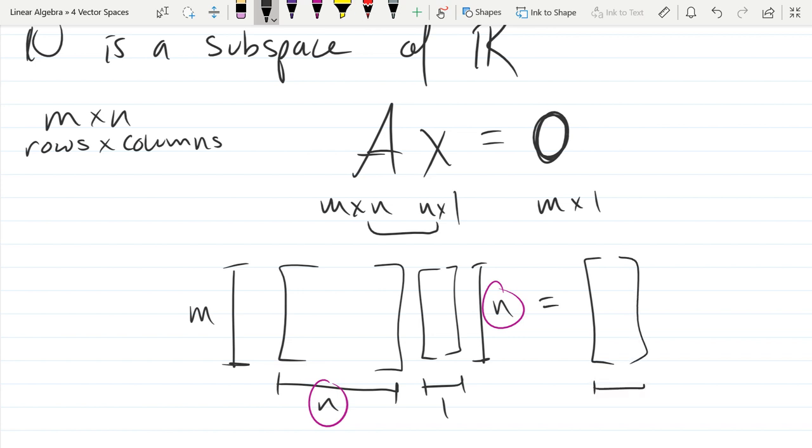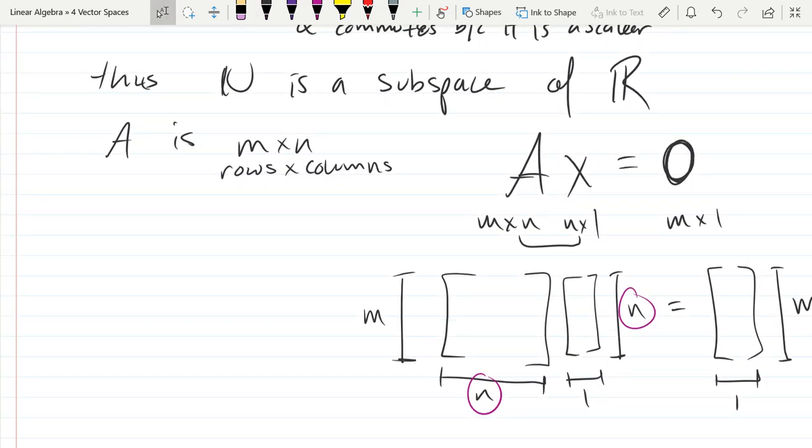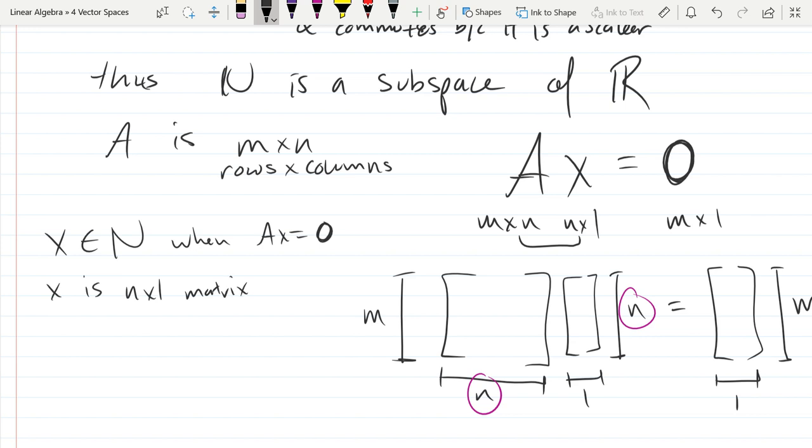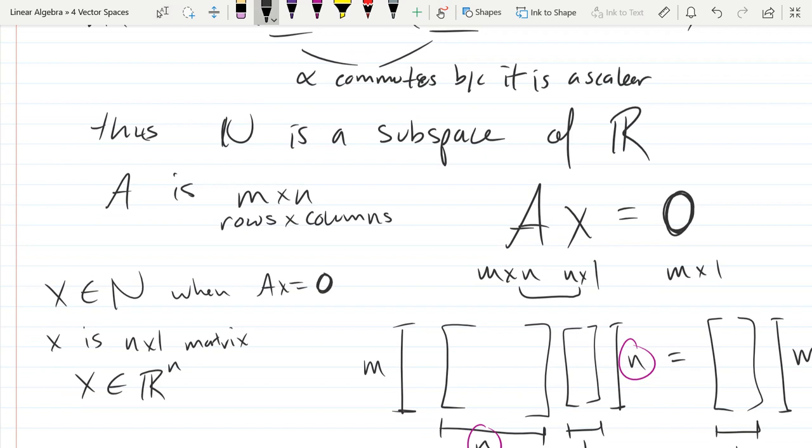So our 0 vector down here definitely has a width of 1. But it's a little bit strange. Our height is now M. So let's look at N. So x is in N when Ax equals 0. So what dimensions does x have? Same, N by 1. So x is an N by 1 matrix, which is the same thing as saying x is in Rn. So it's n-dimensional space. There are n entries inside your vector x. So N is a subspace of Rn.